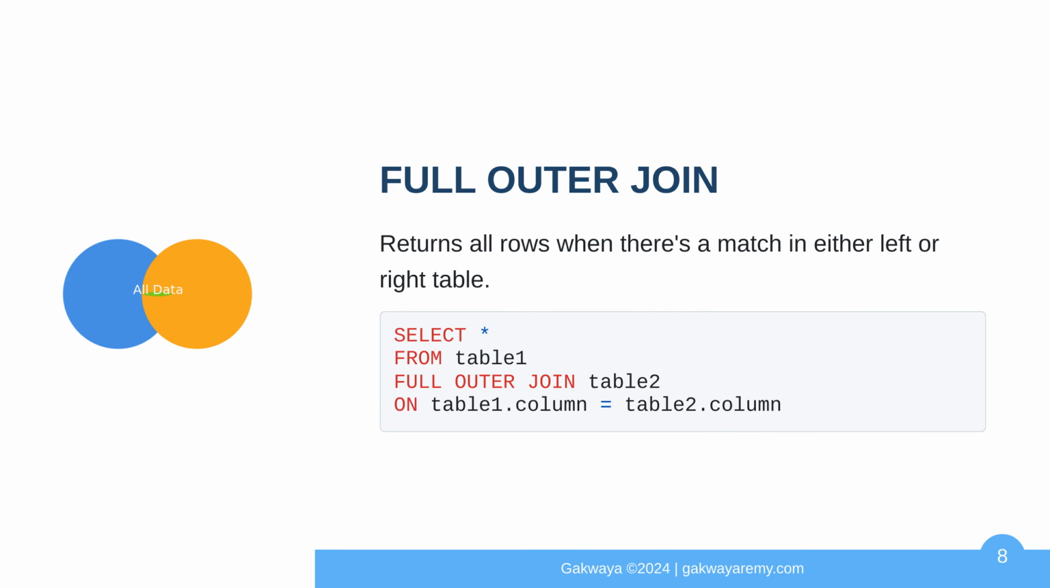A full outer join gives you the complete picture of your data relationship. It returns all records from both tables, with null values where there are no matches. This is particularly useful for data analysis and finding mismatches between tables. For instance, if you want to audit the relationship between customers and orders, a full outer join would show you both customers without orders and orders without valid customers, potentially highlighting data integrity issues.